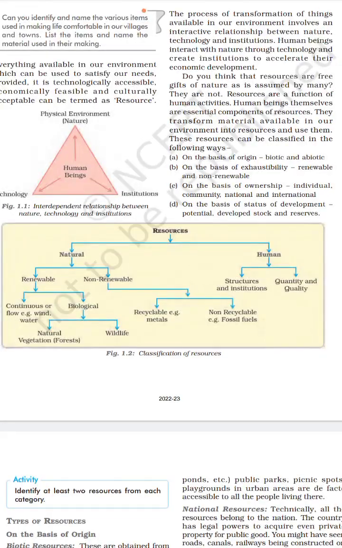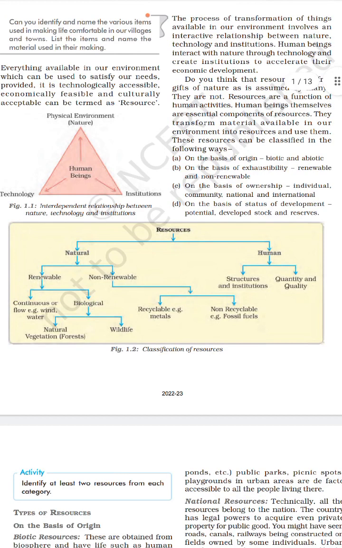Resources: first is natural and second is human. The subcategories of natural resources are renewable and non-renewable. And of human resources, structures and institutions, and quantity and quality. Under renewable, there are two: continuous or flow, examples are wind and water, and second is biological. Under non-renewable, there are recyclable, example metals, and non-recyclable, example fossil fuels. Under biological, natural vegetation, forests, and wildlife.